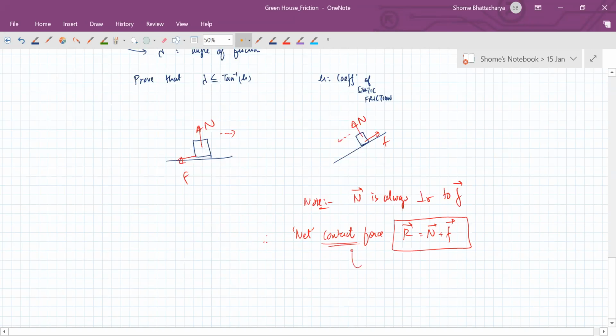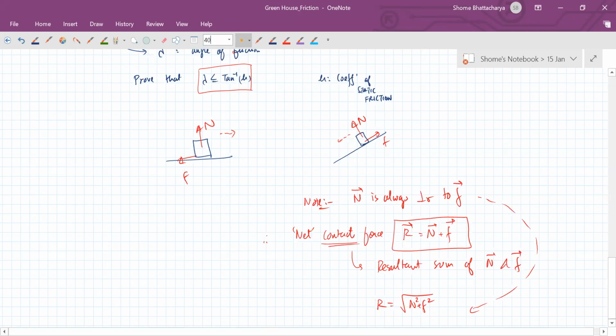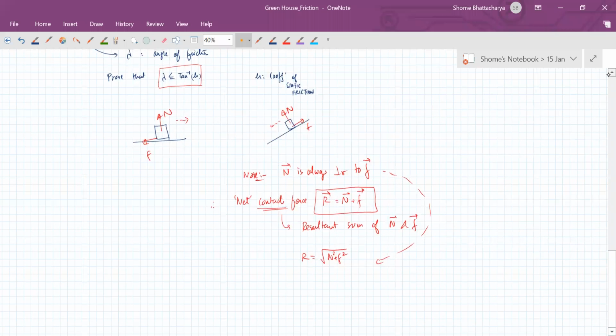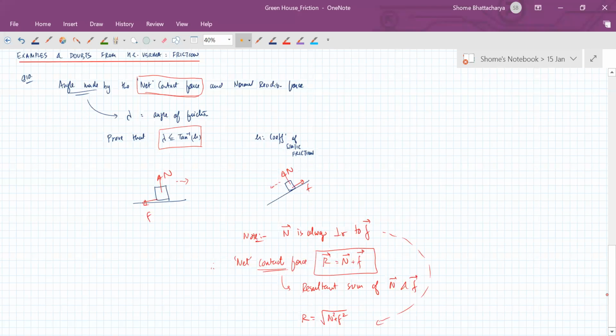This net contact force is the resultant sum of normal reaction and friction, both of which are contact forces. So this will always be such that it is square root of N square plus f square, because they are perpendicular to each other. Now using this, you should be able to figure out this proof very easily. Just try to complete it with a vector diagram now. In the vector diagram, try to understand which is the angle lambda that they're talking about, which is the angle of friction.